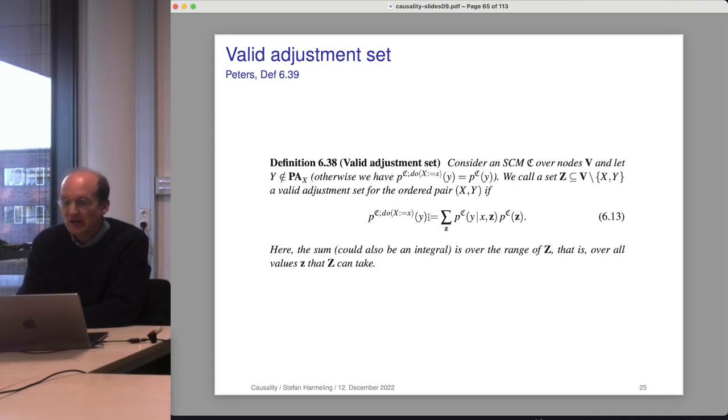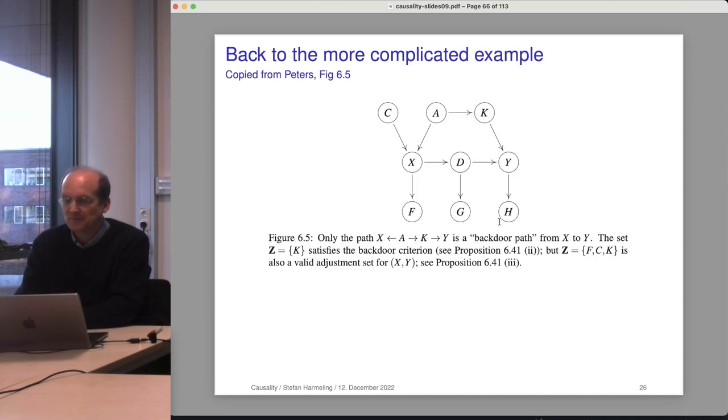It also doesn't tell us that this formula here is the only way to calculate the causal effect. And at the end of the lecture, we will see a completely different approach to calculating the causal effect. But this is one. So with these adjustment sets, it's a possibility. And seeing from the previous slide, there might be other options for how to choose the set. So this is the example.